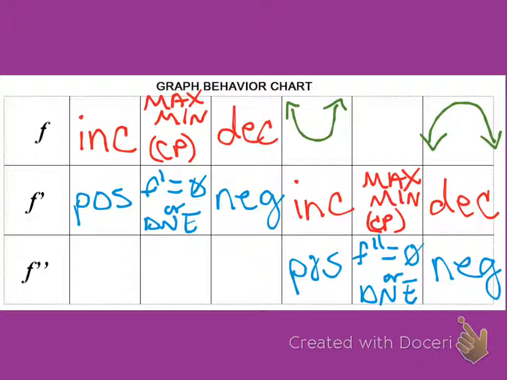And wherever my second derivative is equal to 0, and my first derivative is going to have a max or a min, I am going to have a possible point of inflection, meaning changing from concave up to concave down, or concave down to concave up. So hopefully we will keep these in our notes so we can go back and refer to them.